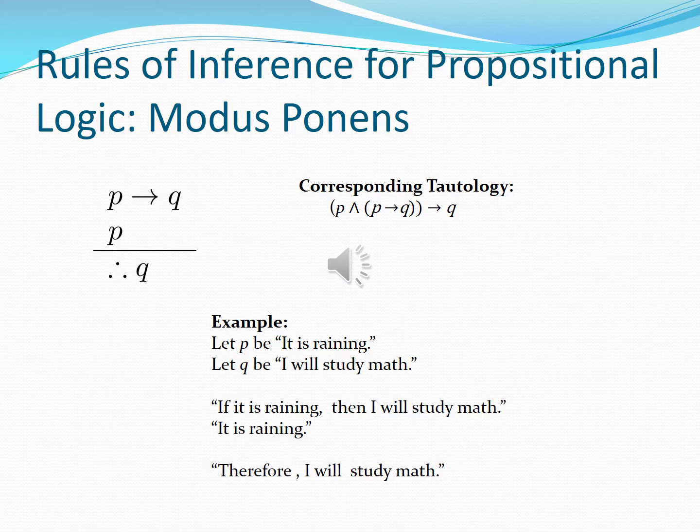An example of modus ponens: let P be, it is raining. Let Q be, I will study math. If it is raining, then I will study math. It is raining. Therefore, I will study math.